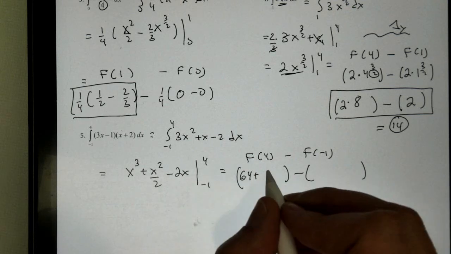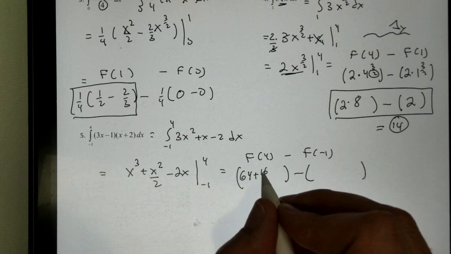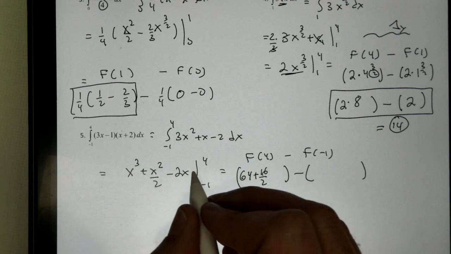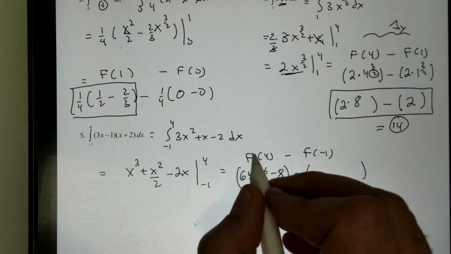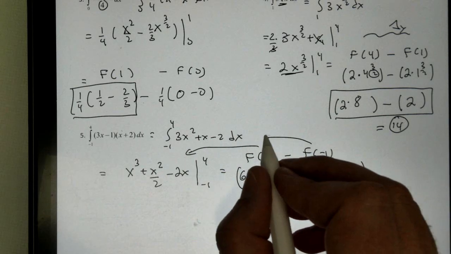Plus 4 squared is 16, 16 over 2. Nobody needs to simplify that. Minus 4 times 2, which is 8. So I'm just plugging these in. I'm plugging each of those in.